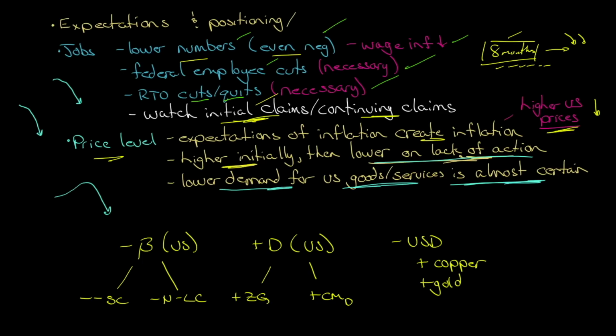So my positioning, negative on US beta, more negative on small caps than I am on large cap. I'm negative to neutral on large cap, but I just don't want to short large cap when I have something that is more obvious here.